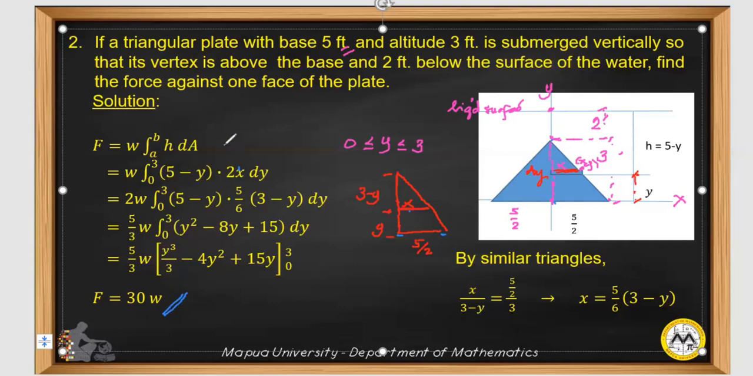So as long as we know the working equation that the force due to liquid pressure is equal to the weight density times the distance of the typical element from the water surface times the area of the element, then that easily gives us the force due to liquid pressure by integration. This is integrated over the whole plate. And we still have another problem here.